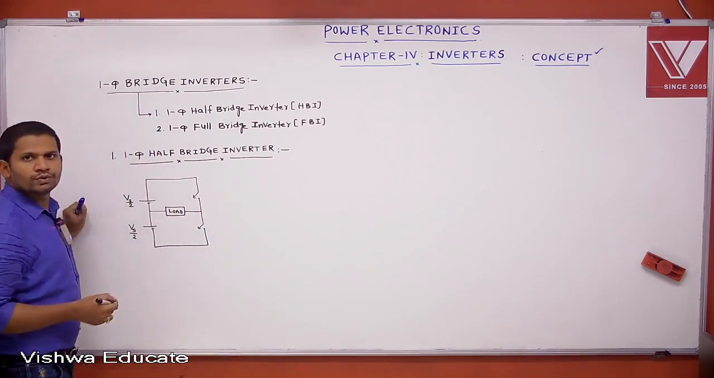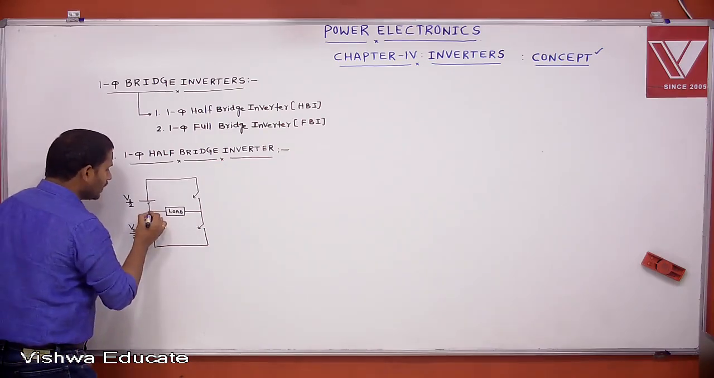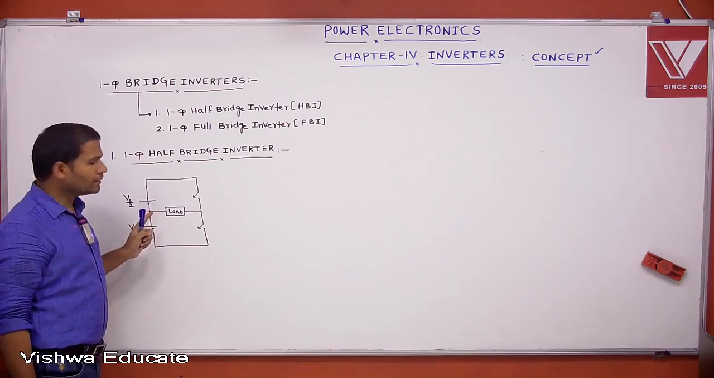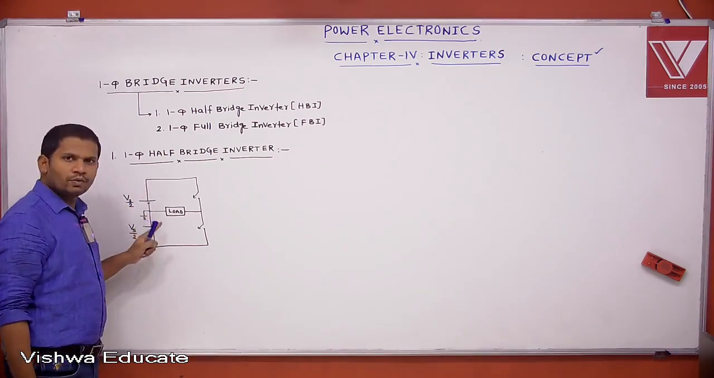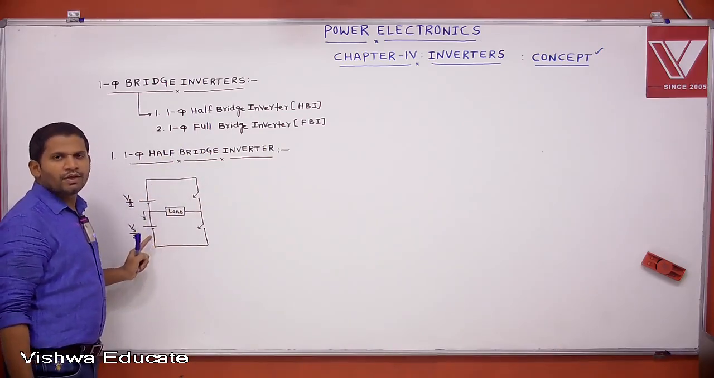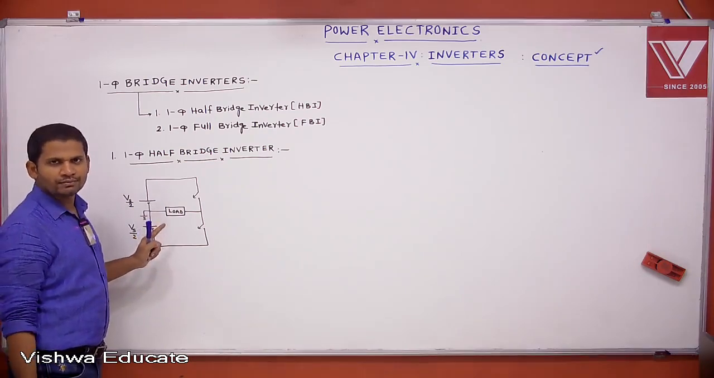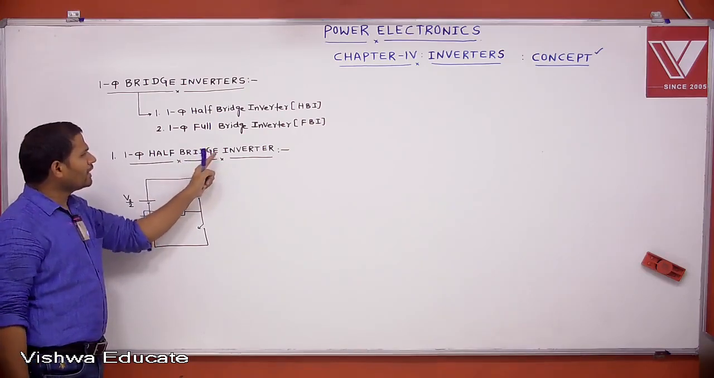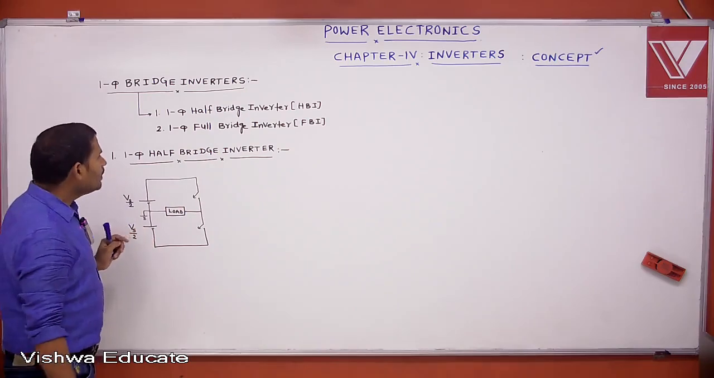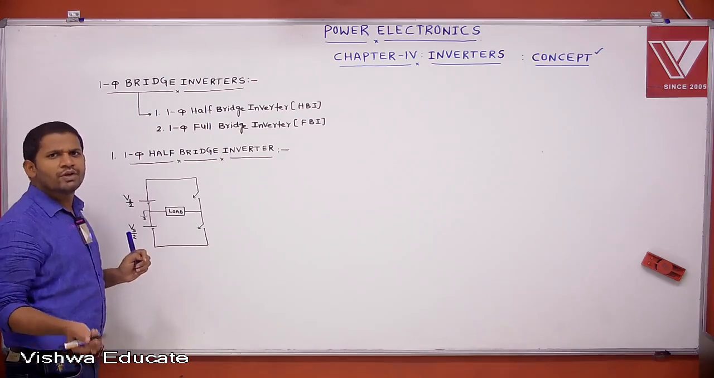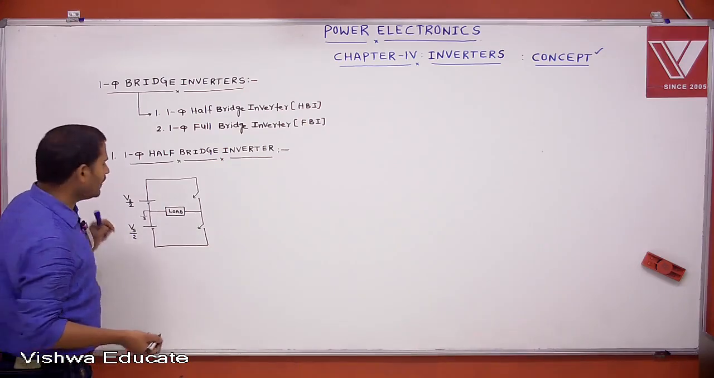Input is a source, voltage source. If the input is a voltage source, it is a voltage source inverter. But every time there is no need to say voltage source inverter like that. It is a single phase half bridge voltage source inverter. If the input is current source, then it is a current source inverter. But here we are using voltage source now, that's why no need to write voltage source inverter again. If it is mentioned as just inverter, you take voltage source inverter. If it is mentioned as current source inverter, you take the current source inverter. Like that you follow.